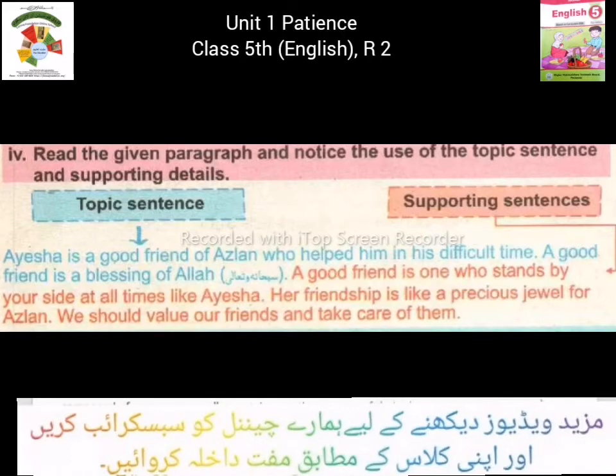So it is a topic sentence, okay, that they are two friends and they help him in difficult times. And the other sentences give support to the topic sentence, that okay, we always care for these type of friends that are always available in difficult times for us. So these are the supporting sentences that support the topic sentence.